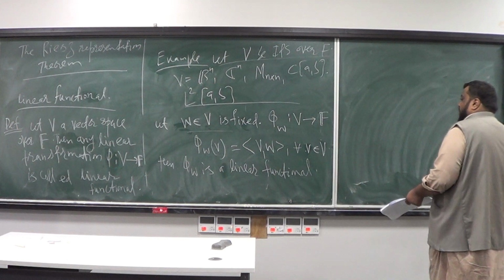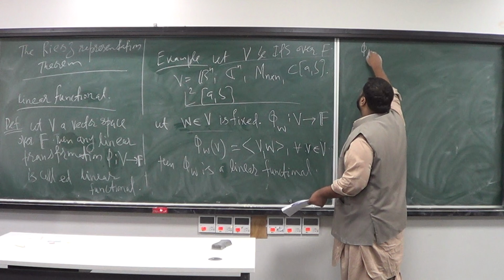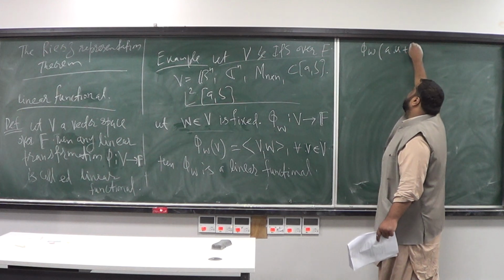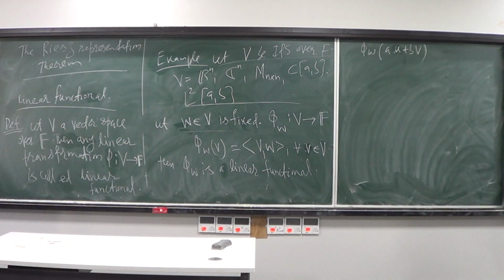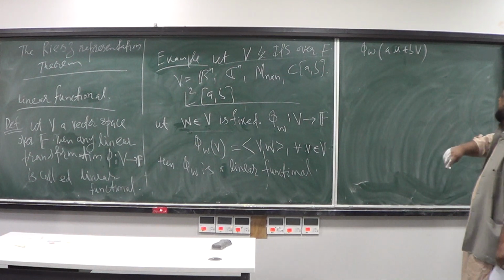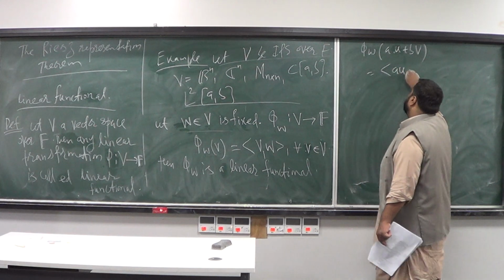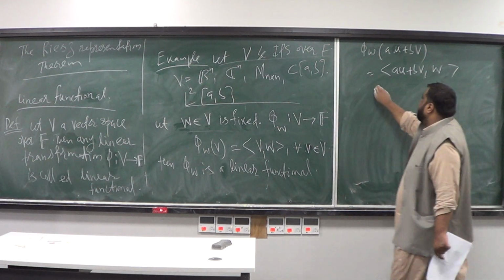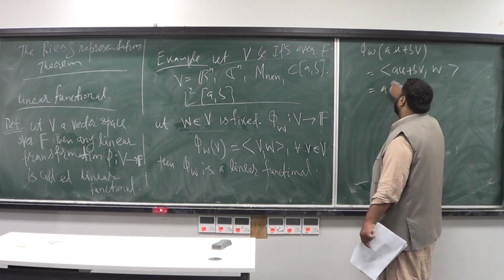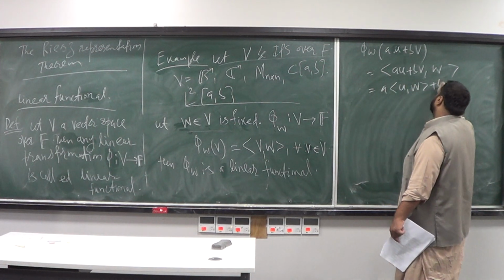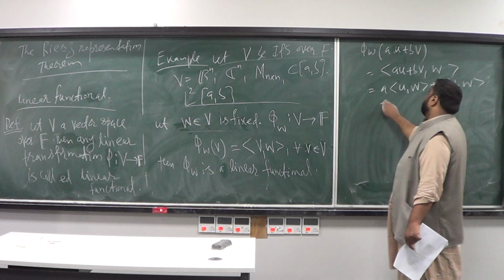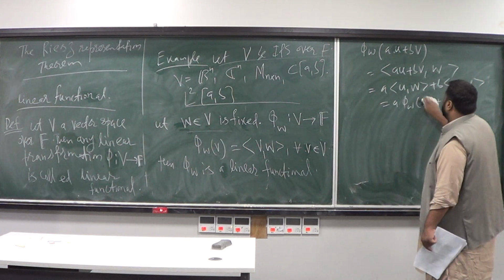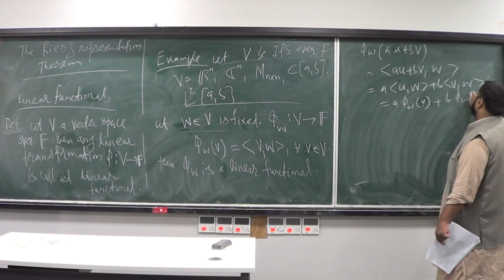Okay. So to show that this is a linear transformation, I need to apply it onto, say, some vector aU plus bV, where a and b are scalars and U and V are vectors in the inner product space V. By definition, I can write this as the inner product of aU plus bV with the fixed W. Then by properties of inner product, I can write this as a<U,W> plus b<V,W>, and hence this becomes a phi_W(U) plus b phi_W(V) by definition.